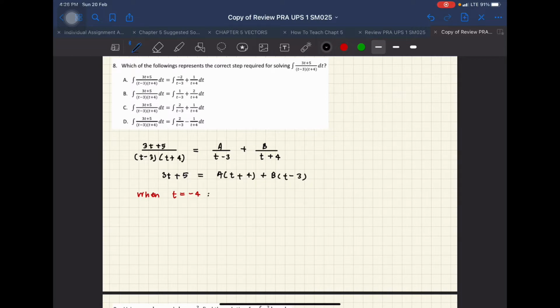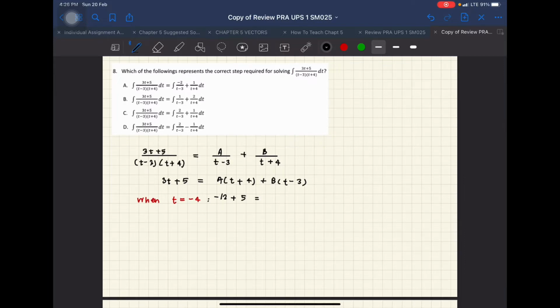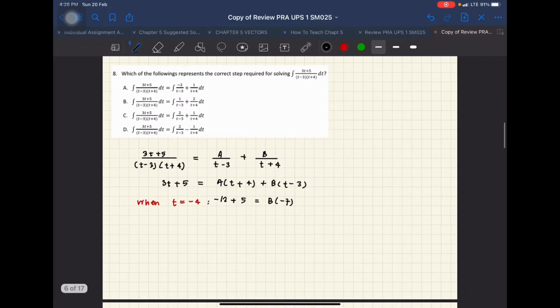Apa yang awak akan dapat? So substitute 4 into here. 3 times 4 is 12. So you get 12 plus 5. Sorry, it's negative 4. So it's negative 12. So negative 12 plus 5 equal to, okay, so yang ini hilang. So you will get B, and then negative 4 minus 3 is negative 7. Okay, so yang belah kiri awak akan dapat negative 7. So yang belah kanan negative 7B, B is equal to 1.